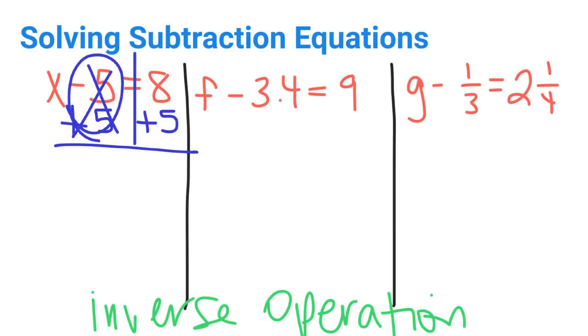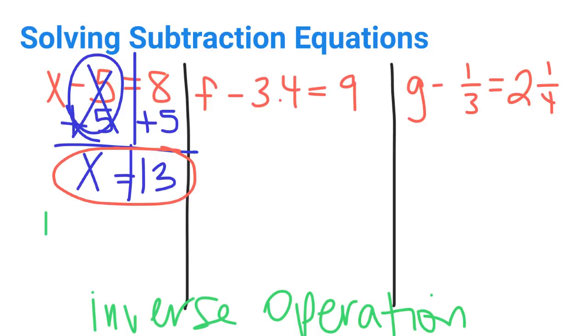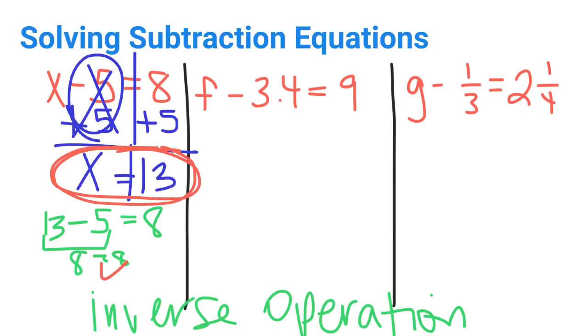5 minus 5 is 0, so we're left with an x. 8 plus 5 is 13, so x would be equal to 13. We would then check, so we'd replace x with 13, and we would do 13 minus 5 equals 8. If we actually solve 13 minus 5, that's 8, and 8 is equal to 8, so our answer would be x equals 13.